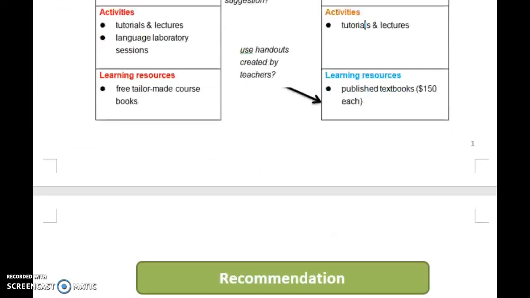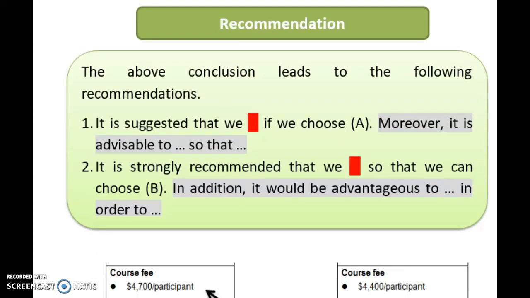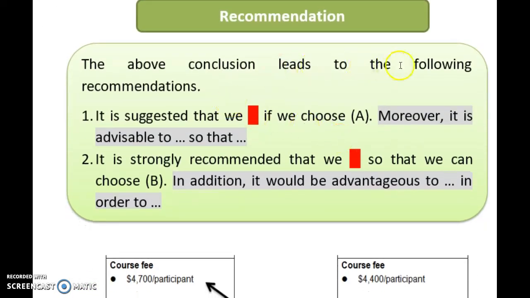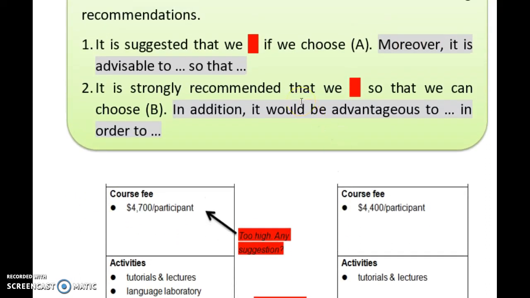Now, let's move on to the recommendation section. The recommendation section is even easier. The above conclusion leads to the following recommendations. We have two recommendations, one for A and one for B. It is suggested that, so I highlight this part in red, because course fee cannot meet the requirement of the company for course A, right? So we say in order to choose A, if we choose A, you can say in order to choose A.